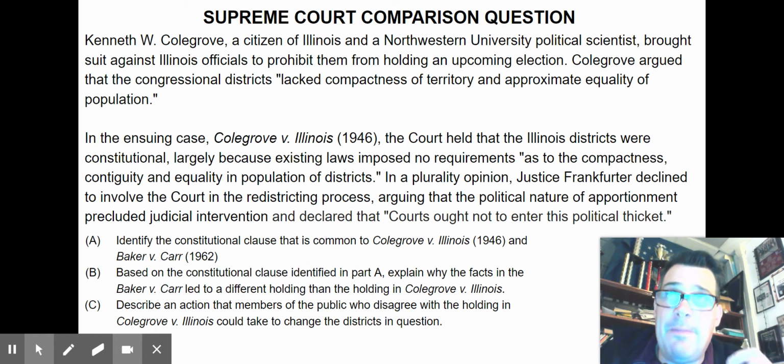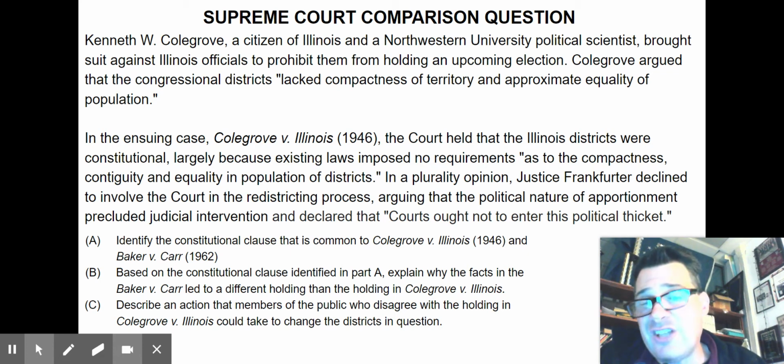So now, again, stop and think to yourself, how is that similar or different from Baker? How is that different than Baker? Because it says you have to say why it's different. So think about that. Okay? In the plurality opinion, Justice Frankfurter declined to involve the court in the redistricting process, arguing that the political nature of apportionment precluded judicial intervention and declared that, quote, courts ought not to enter this political thicket. Again, how is that different than the ruling in Baker? You're going to need to know that for Part B.